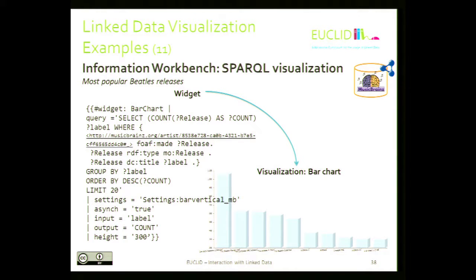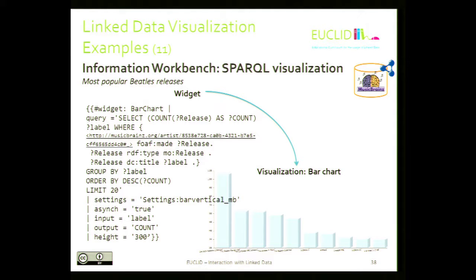And at the bottom you have further configuration options. For example, we say which of the output variables from the query gets on the x-axis and which output variable gets on the y-axis. Then we specify additional things like the dimensions of the widgets. We may specify colors and such things.